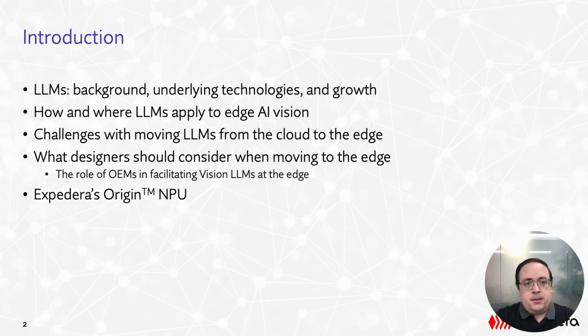So LLMs, everyone knows them as large language models, and the first question that naturally comes up is, why are we talking about them in this context? So we're going to cover the background on LLMs, the underlying technologies and growth, and then we're going to tie that back to how it applies to edge AI vision, which is what the real goal of this talk is meant to cover. There are substantial challenges in moving these models to the edge, and so we're going to need to go through all of those.